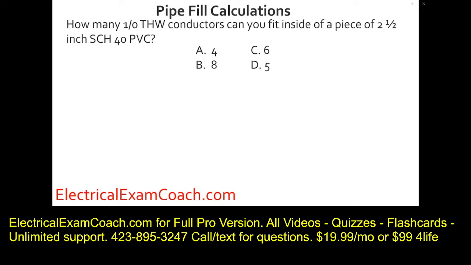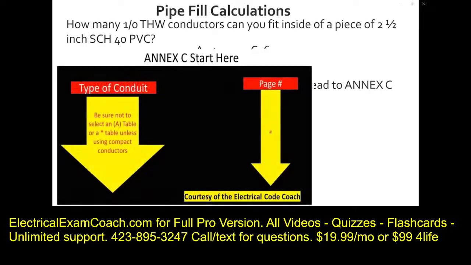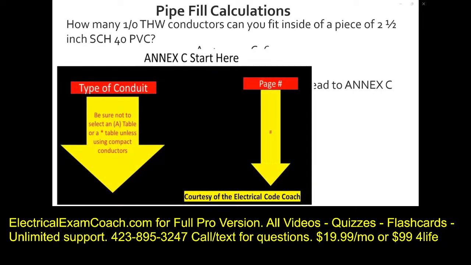How many 1/0 THW conductors can you fit inside of a piece of 2.5 inch Schedule 40 PVC? Are they all of the same size and insulation? Yes, so we're going to head to Annex C. When we get there, we're going to start on the left-hand side until we find our type of conduit, being sure not to select the A version of the table. Then we come across and find our page number.